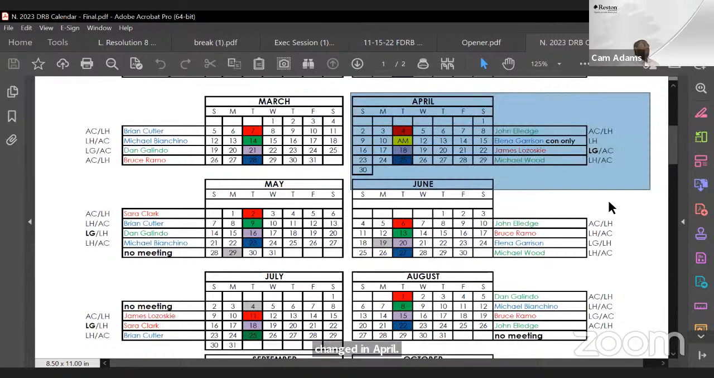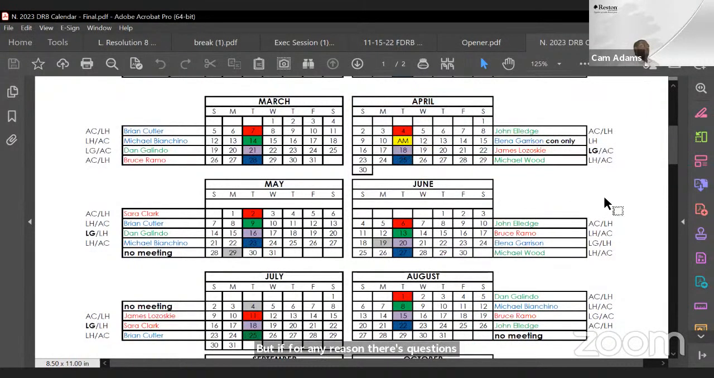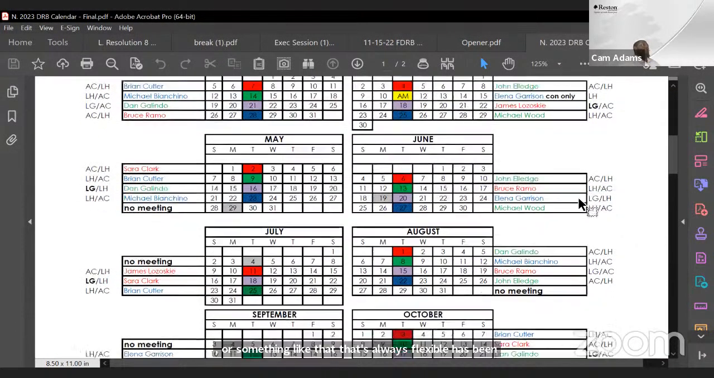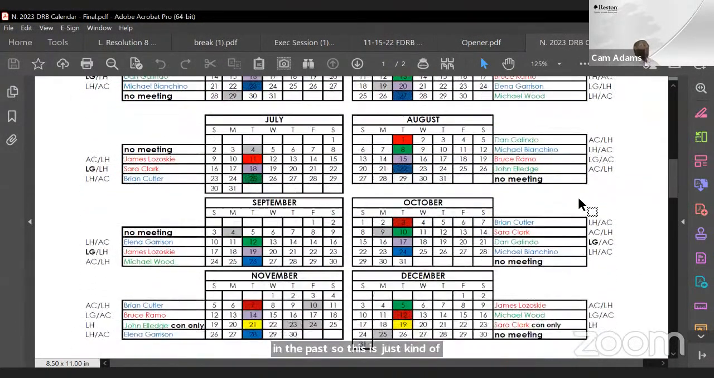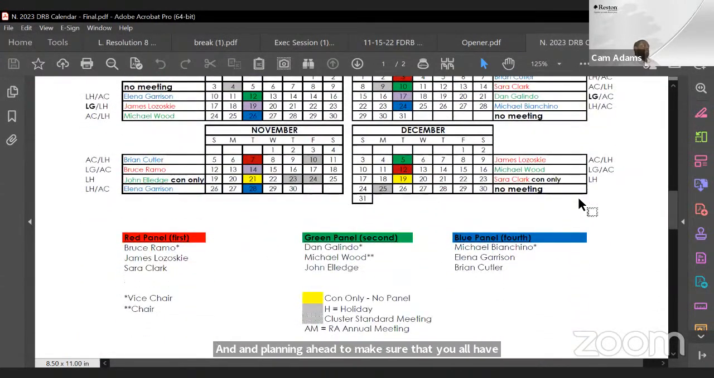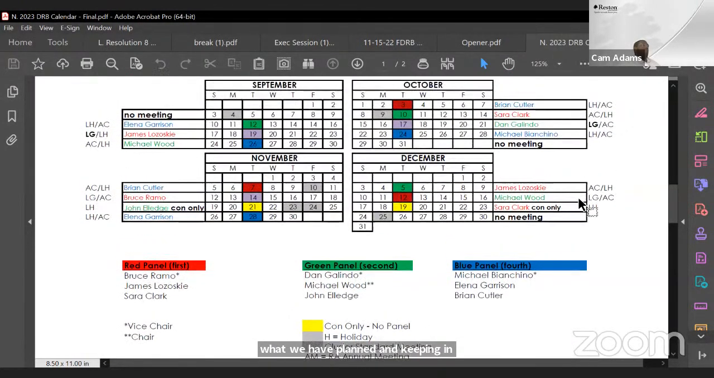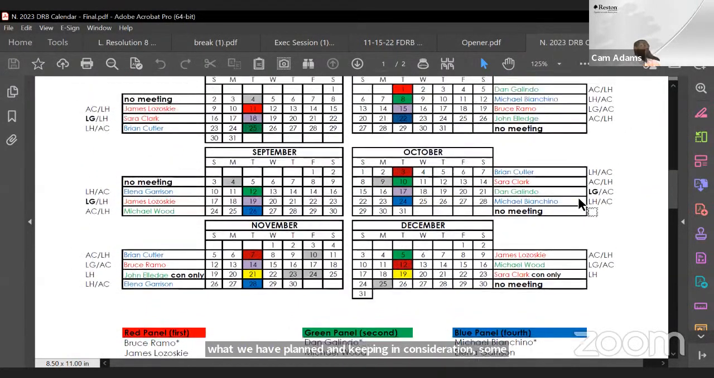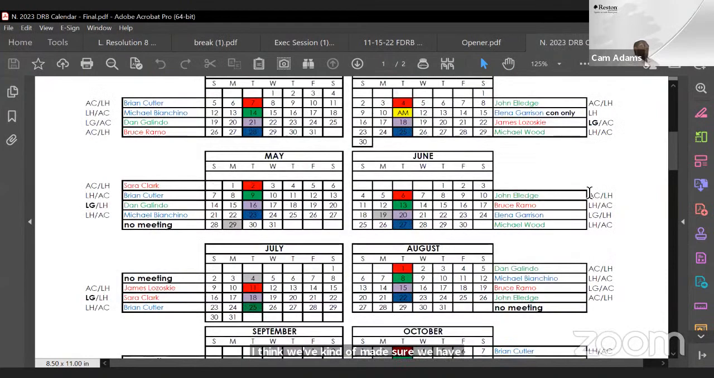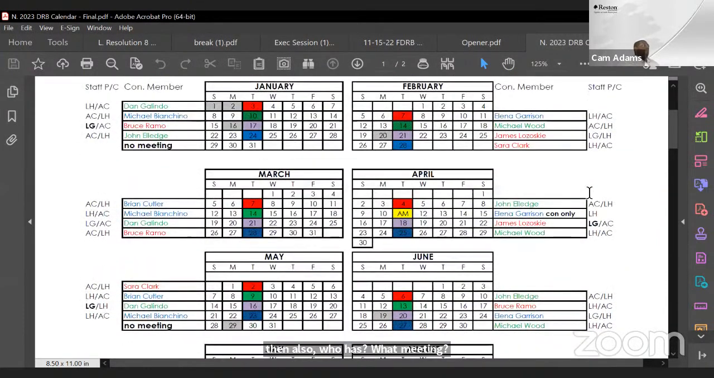But if for any reason there are questions, like your profession has changed or work commitments have changed and you need to change your panel meeting or something like that, that's always flexible. It has been in the past. So this is just earmarking and planning ahead to make sure that you all have what we have planned, keeping in consideration some of the holidays, religious holidays included. And also who has what meeting, who has what con, and what staff members are assigned to it.